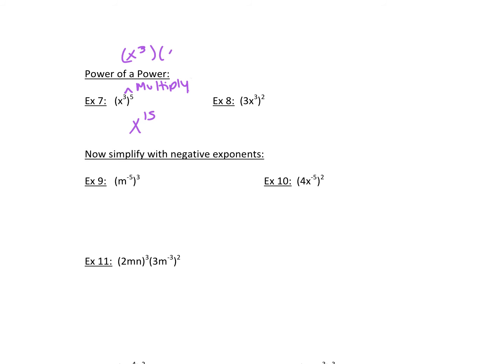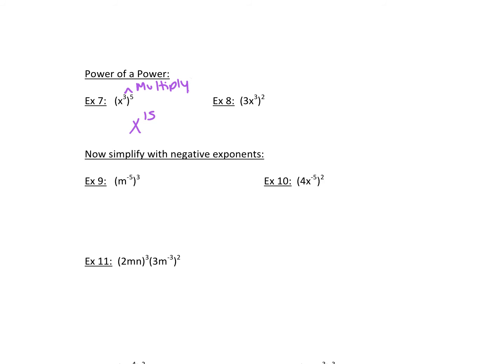to the third times x to the third times x to the third times x to the third times x to the third, right? 1, 2, 3, 4, 5. And each time you add the exponents, right? So this would be 3 plus 3 plus 3 plus 3, so it's x to the 15th power. Okay, so obviously we're not going to write that out every time. We just take the shortcut and multiply those powers.